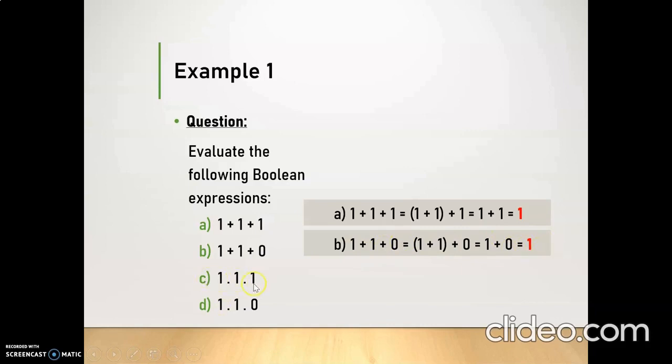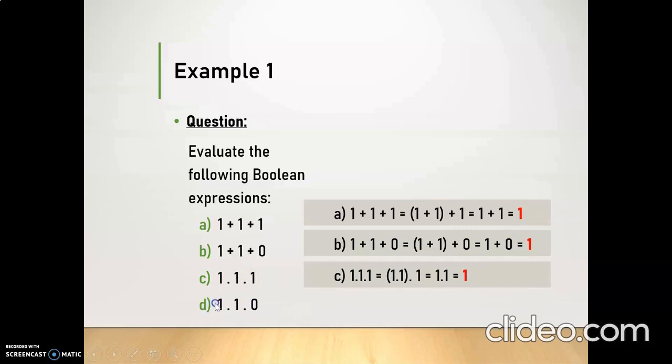Now C is AND. True and true and true. All inputs are true and we apply AND to it. Of course, we will get true.